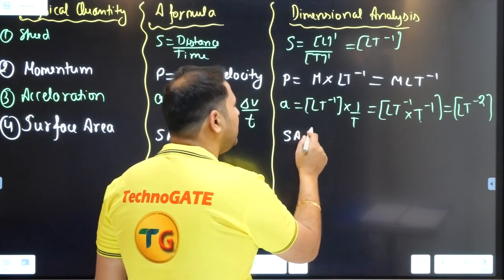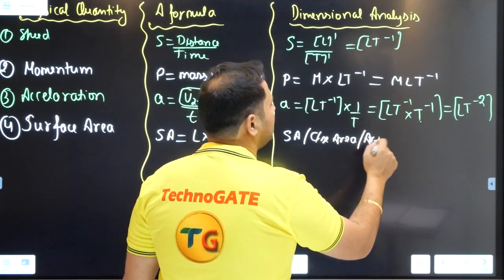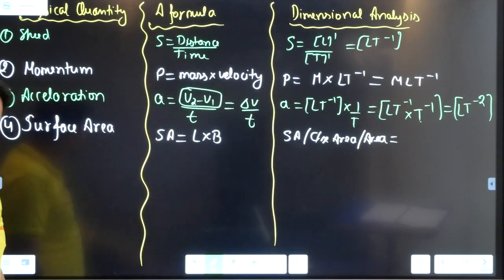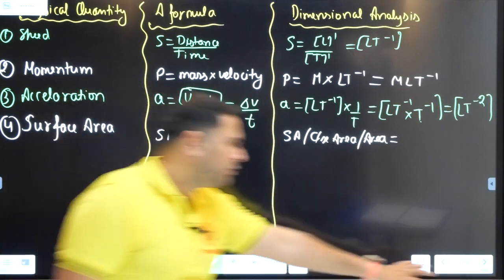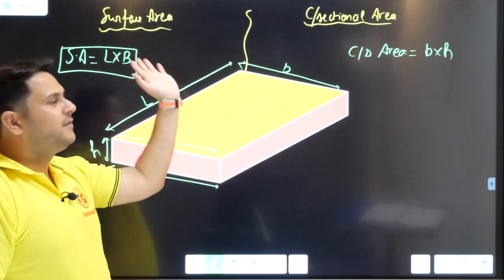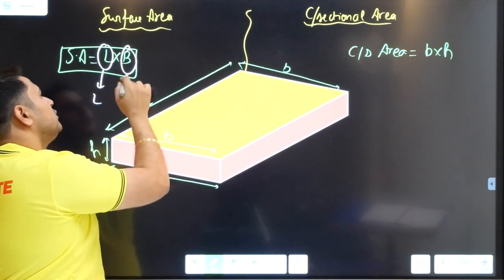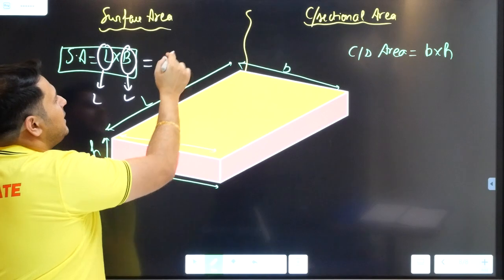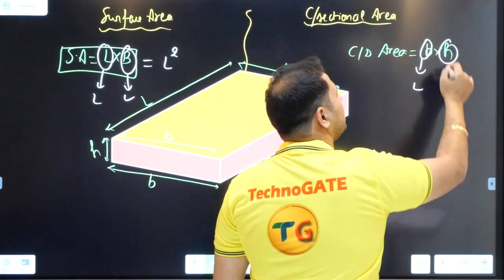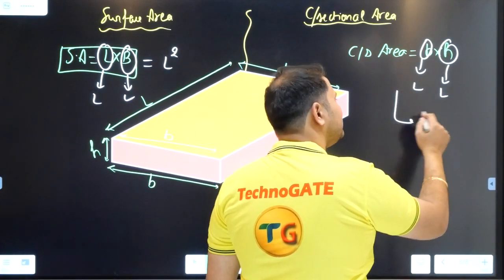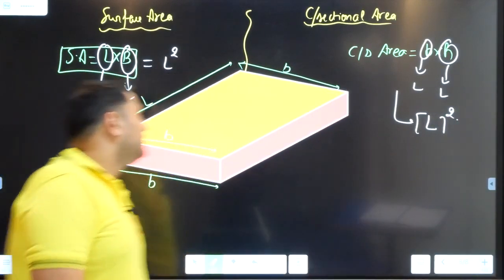So surface area or cross-sectional area or any area will have the same dimensional analysis. See, unit wise, concept wise, surface area and cross-sectional area both are different. But if I make the dimension analysis, this is also 1L, this is also 1L. So what it will be? It will be L square, right? And again, this is also one length, this is also one length. Dimension analysis again says this is going to be L2. I hope you got my point, right? So this is L square, this is L square.